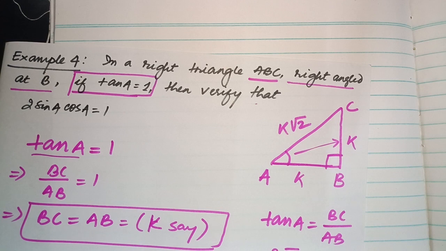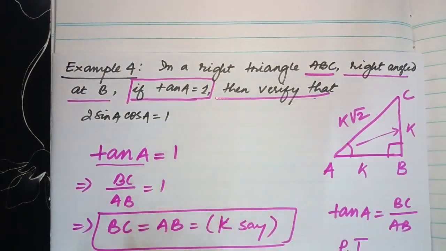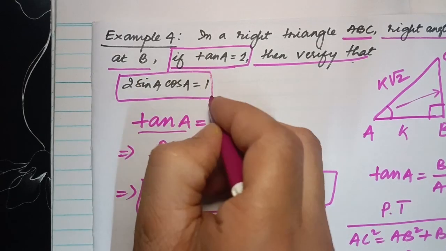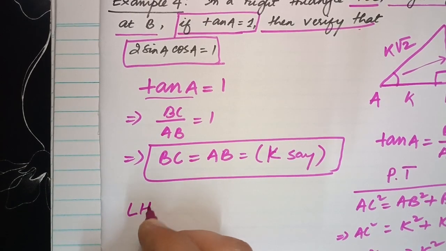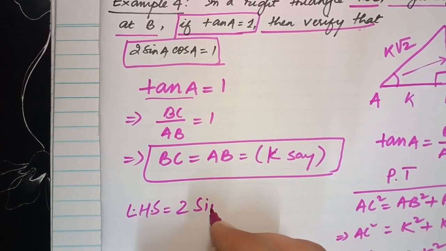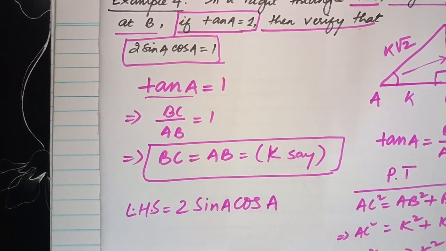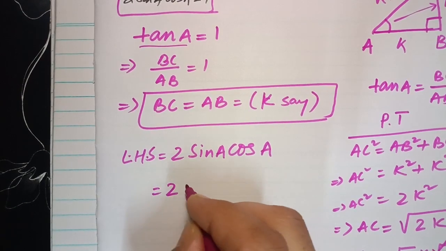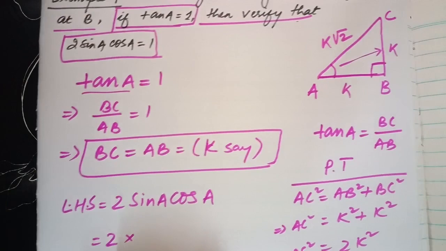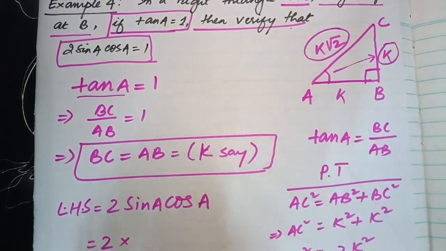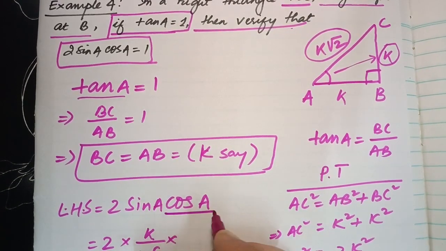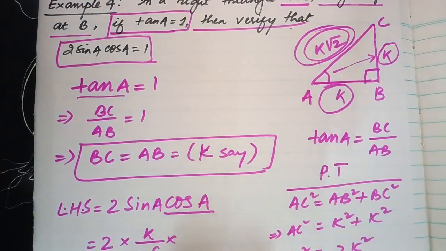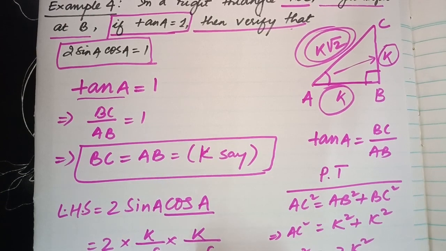Now you have all the three values of AB, AC, BC. Now you continue reading the question, what they have said. Then verify that. What do you have to verify? This: 2 sin A cos A equal to 1. Let us verify it. The left hand side is 2 sin A cos A. So if I say 2, what's the value of sine? Oh, I haven't completed sine. Sine is opposite side by hypotenuse, so let me write directly k by k root 2. In the same way, cos is base by hypotenuse. So base is also k and hypotenuse is k root 2.